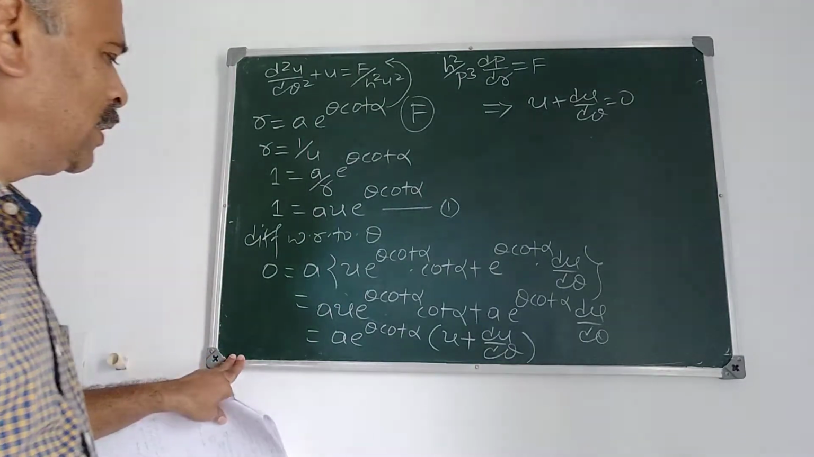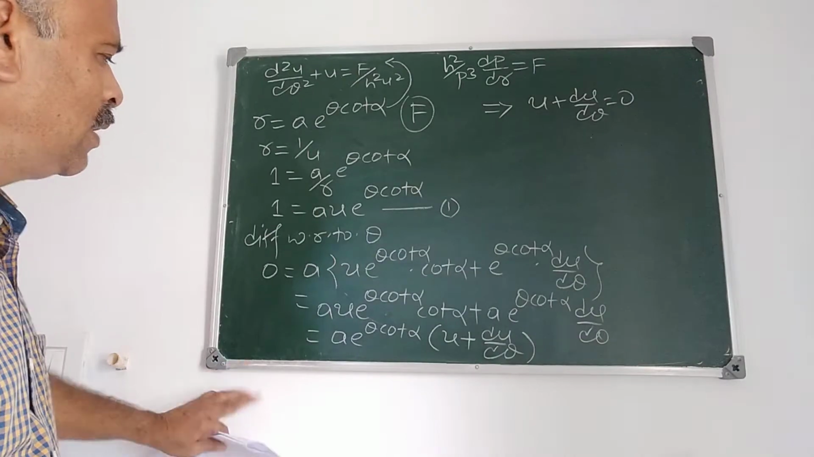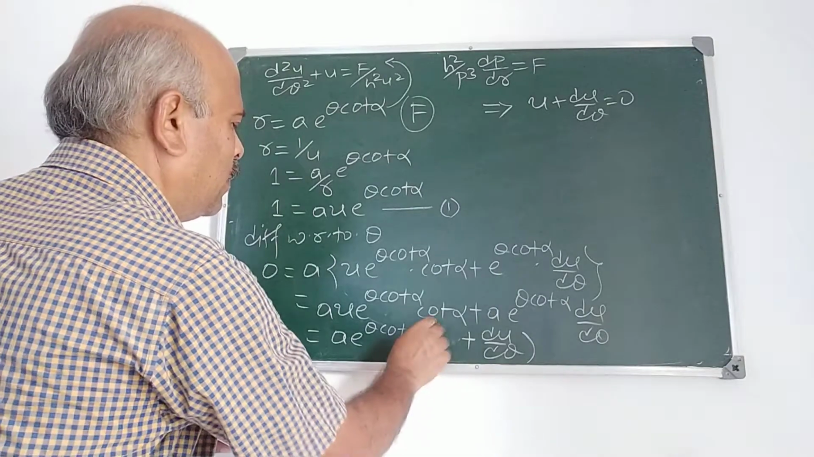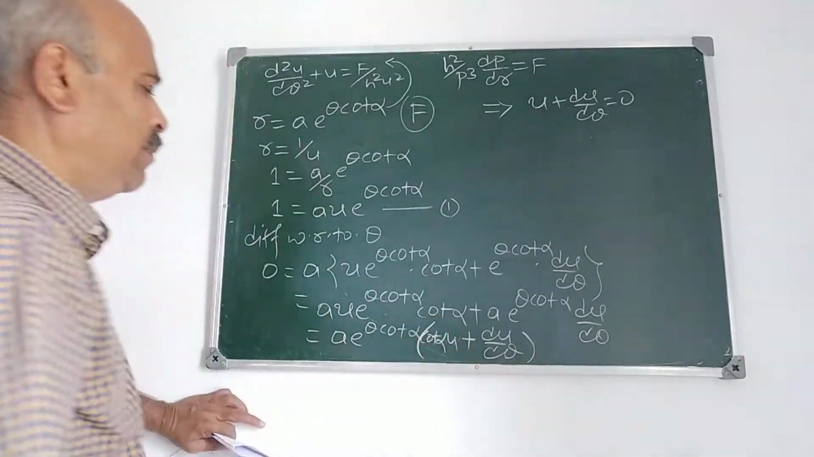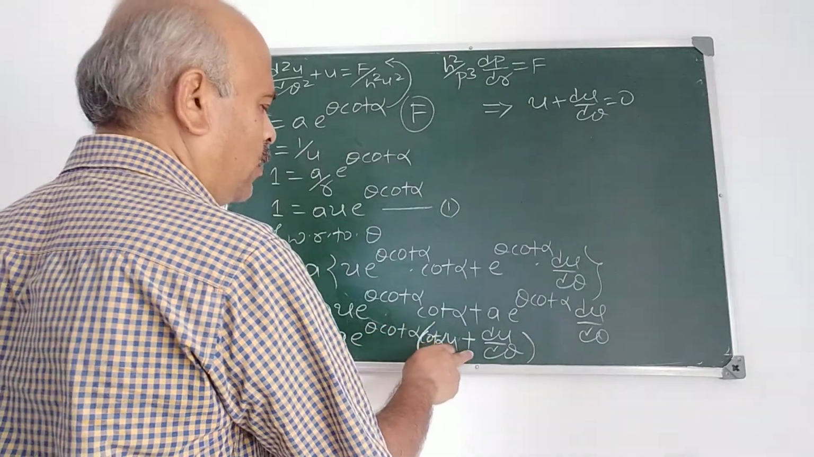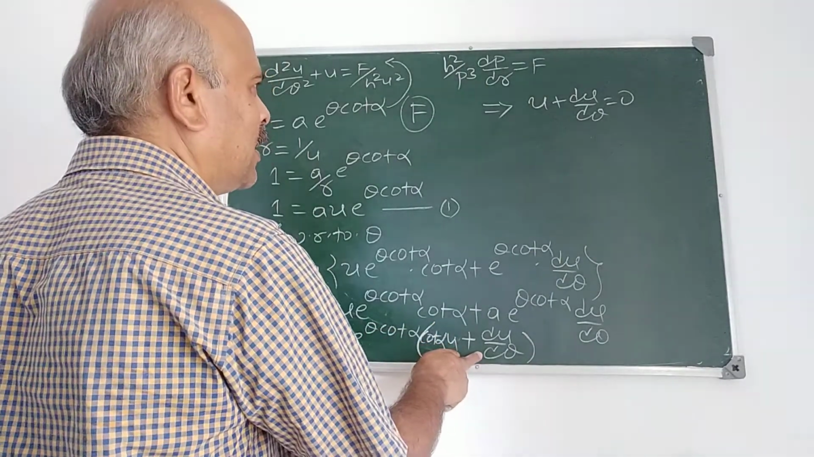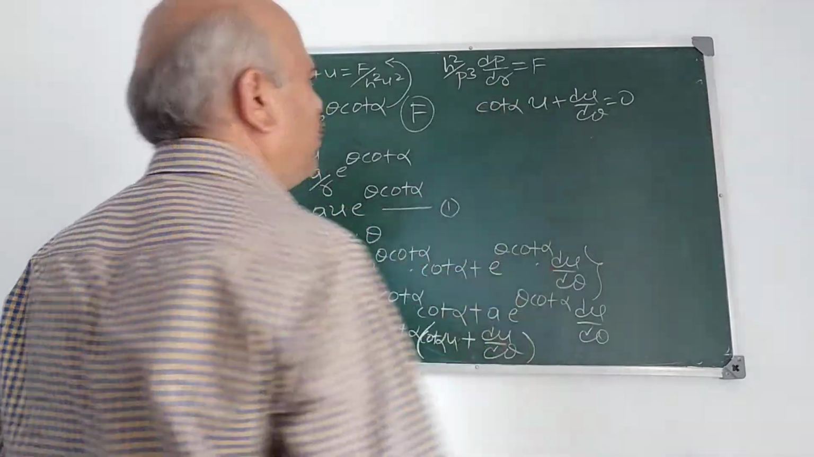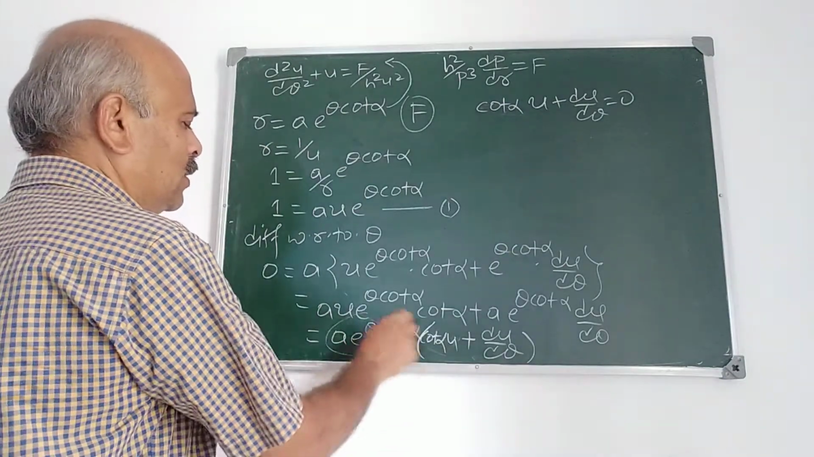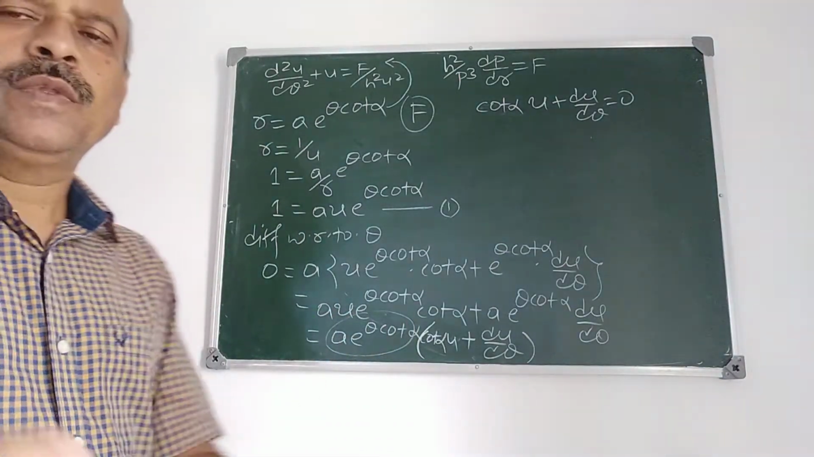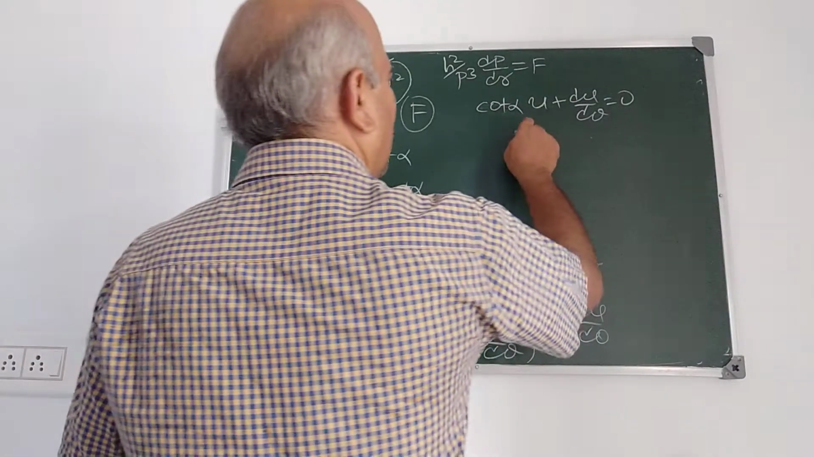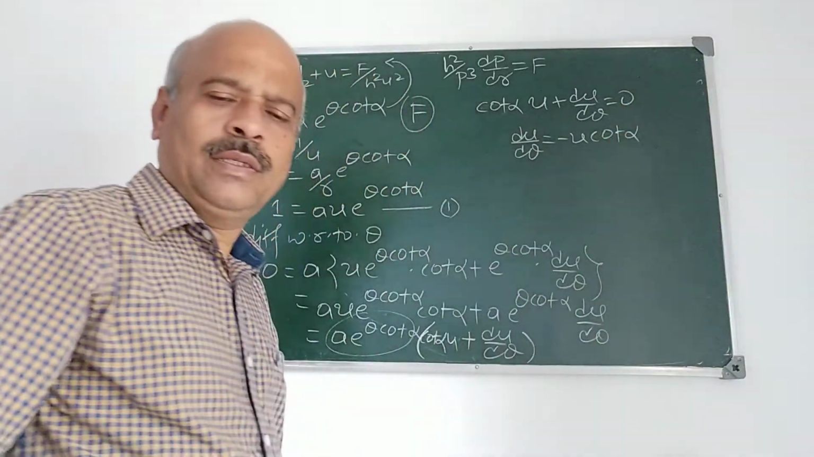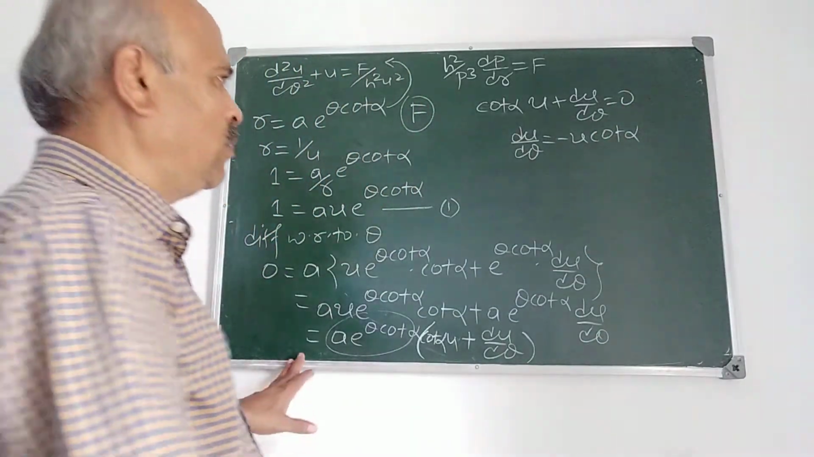One minute, is it correct? A e raised to theta cot alpha, one more thing is there, cot alpha, into u plus du by d theta is 0. This implies cot alpha into u plus du by d theta is 0, because this is not 0. Therefore, du by d theta is minus u cot alpha.